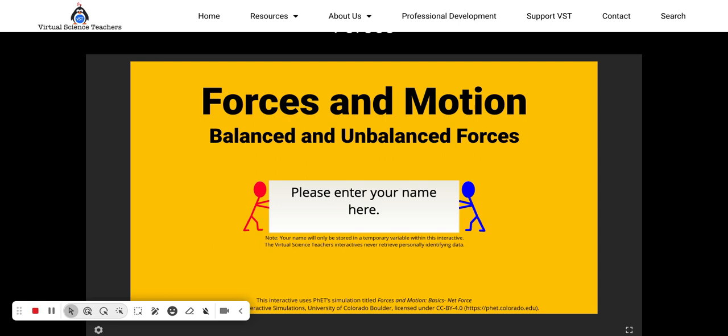Okay, this is the video directions for Force and Motion, Balanced and Unbalanced Forces interactive. So we're going to go through this interactive. At the end, there's going to be a page that shows that you completed it, and that you need a screenshot. So first, I'm going to start by putting my name, press continue.